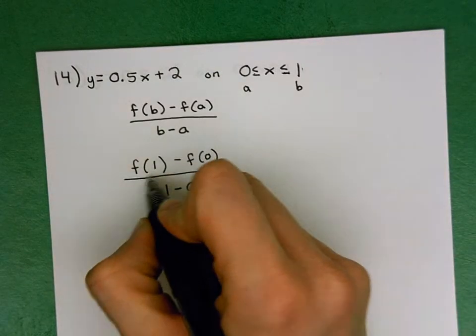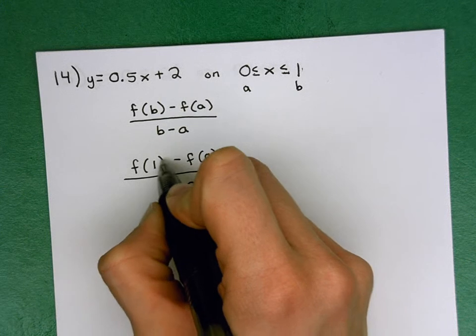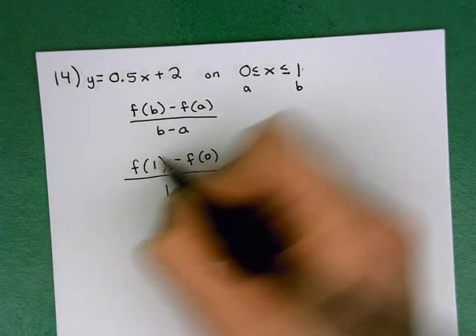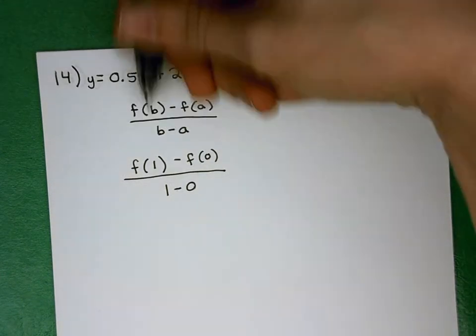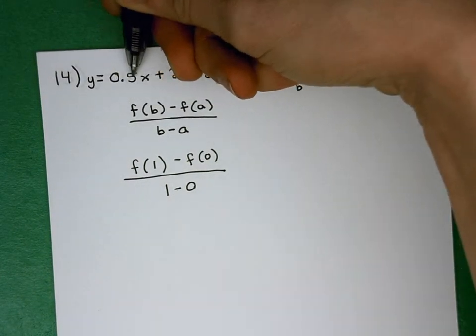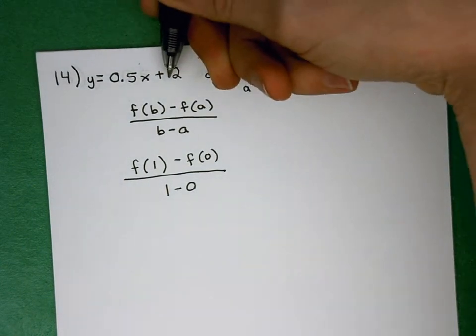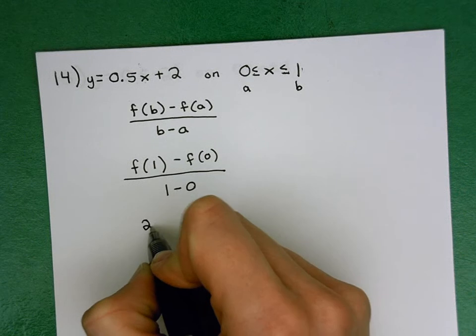Okay? Well, if you see f of a number, what that's telling you is that this value of x, this 1, I'm going to take that 1 and plug it into my equation. I'm going to put it here. So that 1 is going to become 0.5 times 1 plus 2. And so when I plug that 1 in, I get a value of 2.5.